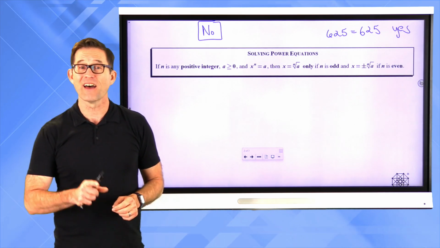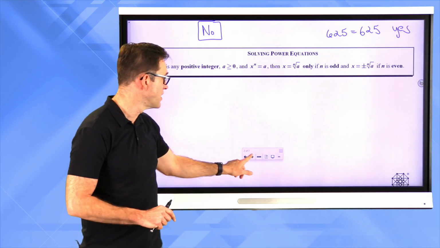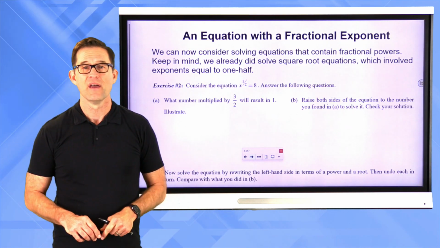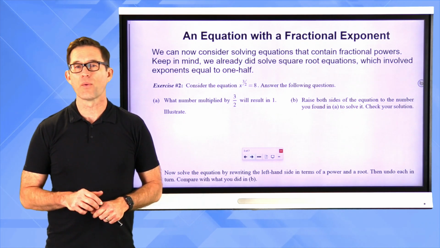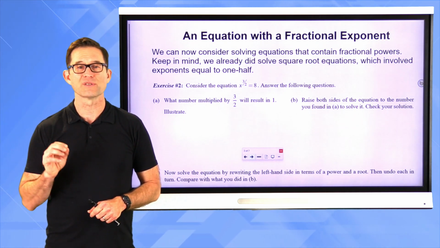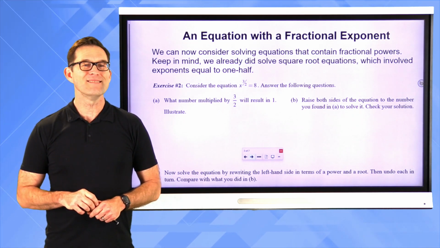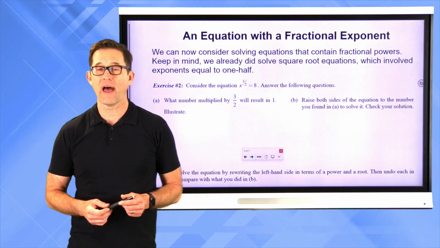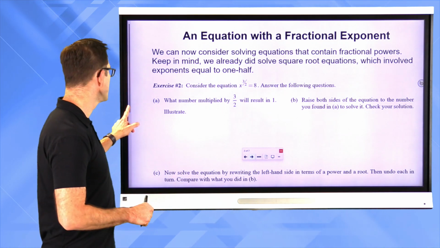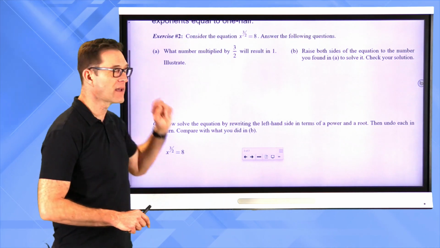All right, that being said, now let's start to solve some equations that have fractional exponents. An equation with a fractional exponent. We can now consider solving equations that contain fractional powers. Keep in mind, we already did solve square root equations which involved exponents equal to 1/2. But now let's jump into one that's a little bit more challenging. Exercise number 2.